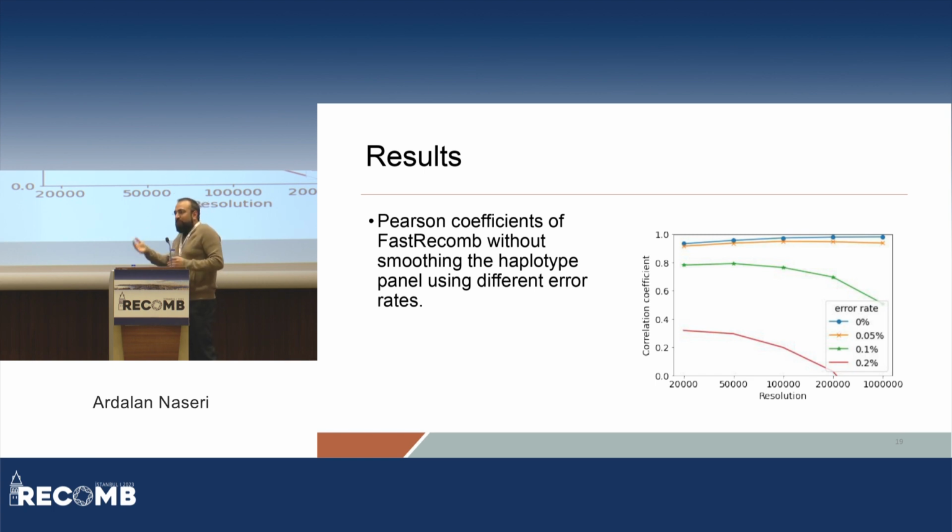Basically, we need to use the p-smoother to smooth the panel. If the panel doesn't have too many genotyping errors, it should perform well. If it does have a lot of genotyping errors, we need to have the p-smoother pre-processing step and then run the algorithm to count the recombination rate.